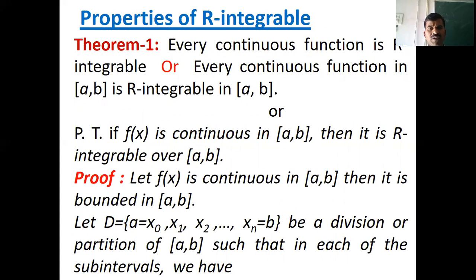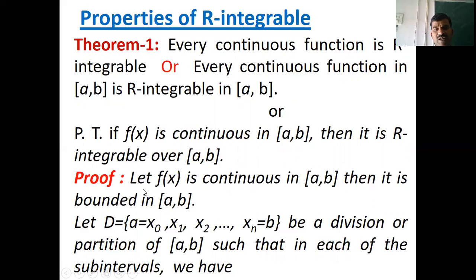Theorem 1: every continuous function is R integrable, or every continuous function in the closed interval is also R integrable in the closed interval. Or else you can state it like this: if f is continuous in the closed interval AB, then it is R integrable over the closed interval AB. Now let us see the proof of this property.